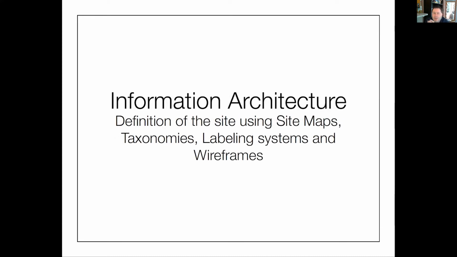All right. Information architecture. Define a site using site maps, taxonomies, labeling systems, and wireframes. Information architecture is, again, about leading somebody through the particular site to get to the information that they need.